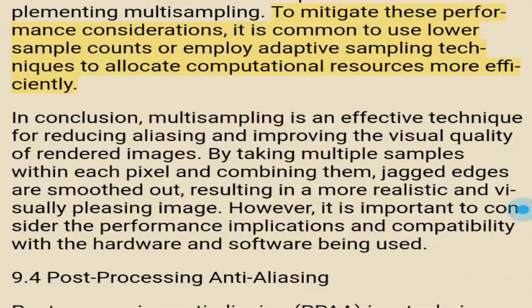To mitigate these performance considerations, it is common to use lower sample counts or employ adaptive sampling techniques to allocate computational resources more efficiently. In conclusion, multisampling is an effective technique for reducing aliasing and improving the visual quality of rendered images. By taking multiple samples within each pixel and combining them, jagged edges are smoothed out, resulting in a more realistic and visually pleasing image. However, it is important to consider the performance implications and compatibility with the hardware and software being used. 9.4 Post-processing anti-aliasing.